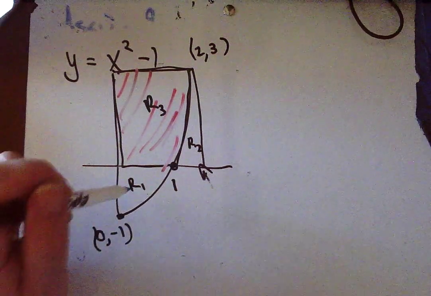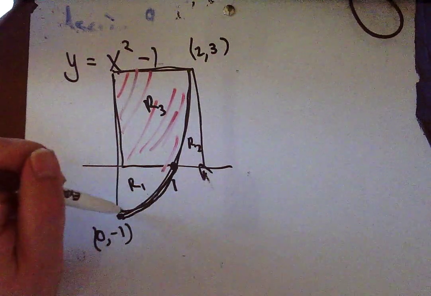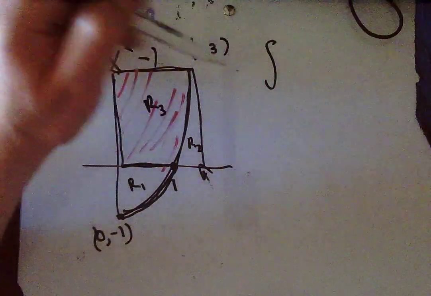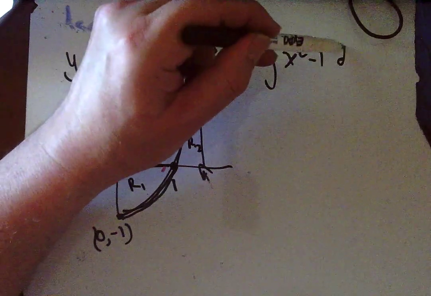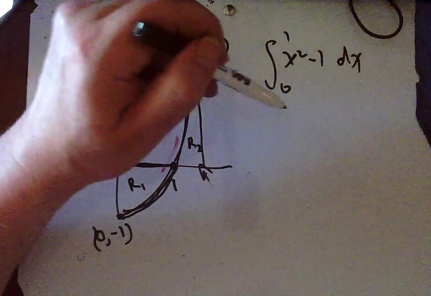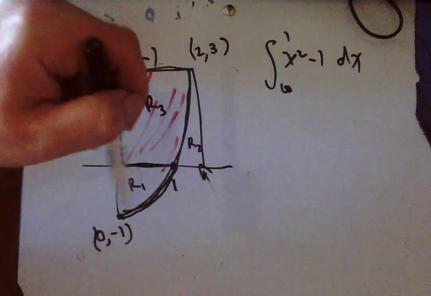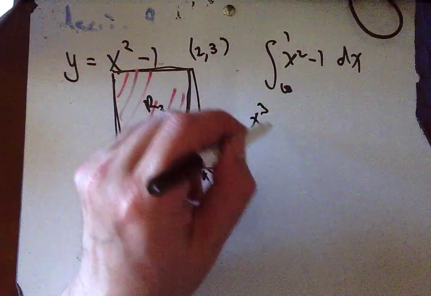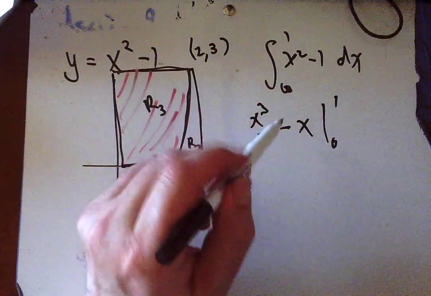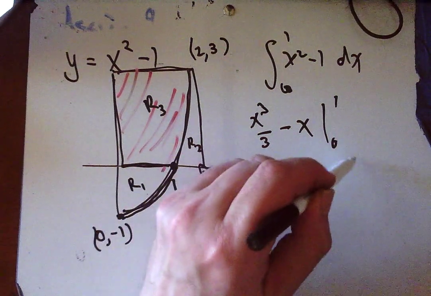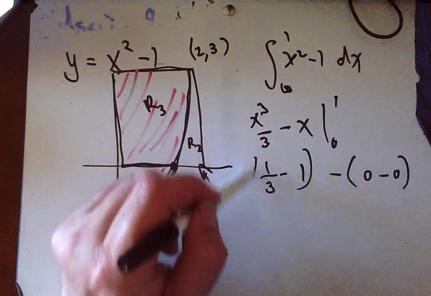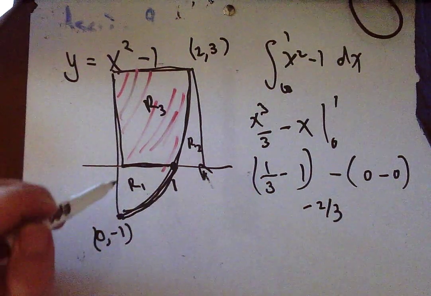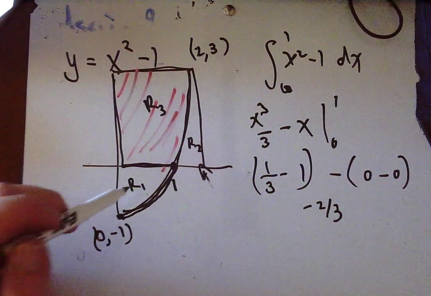Well, I think R1 is also the area between the curve and the x-axis. And so I think I'm looking at the integral of x squared minus 1 from 0 to 1. But because this integral is occurring below the x-axis, I expect a negative number. Let's see. x to the third over 3 minus x from 0 to 1. I'm getting 1/3 minus 1, minus 0 minus 0. And sure enough, I get negative 2/3.